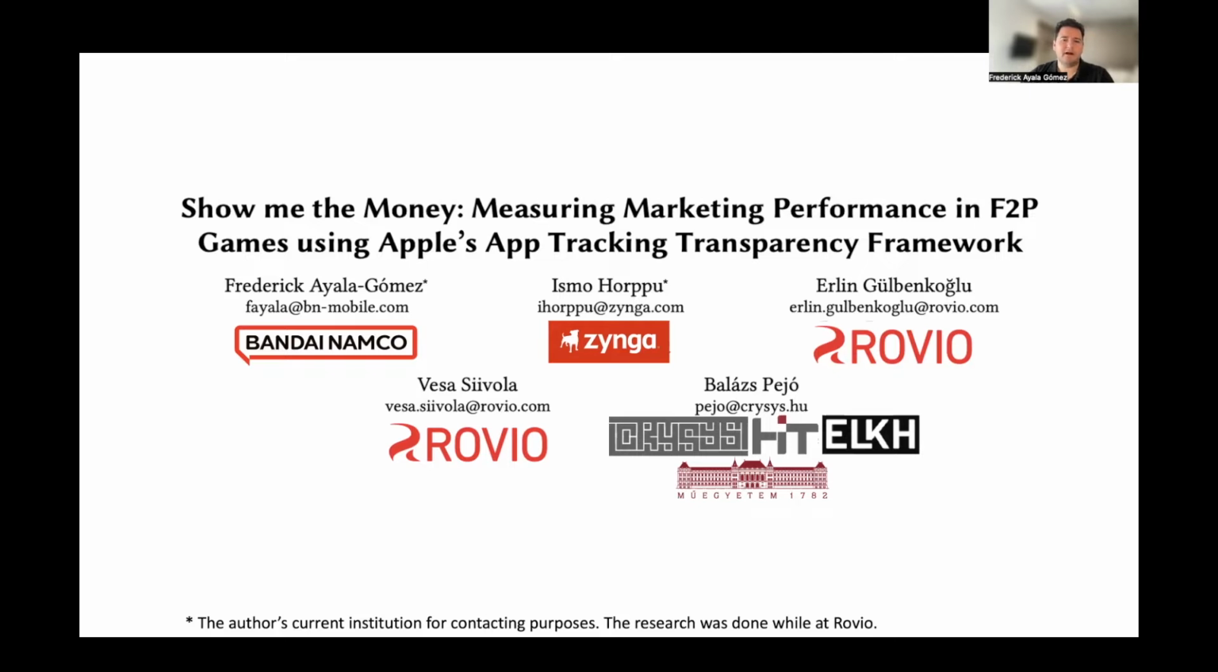As you may know, there have been some changes in privacy that are reshaping the advertising ecosystem. Our paper is about assigning revenue to advertising campaigns under these new privacy circumstances.